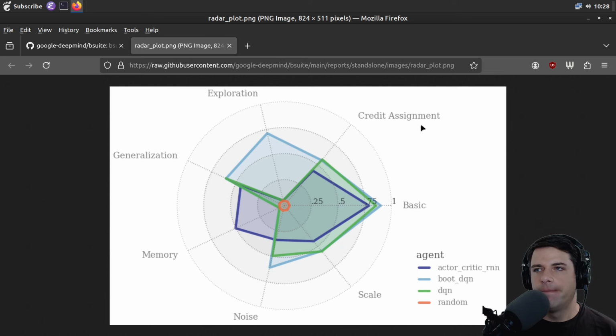And then credit assignment, I'm not really sure what is up with credit assignment, but I think it's basically when there's a time gap between an action and the reward, how do you assign credit properly?